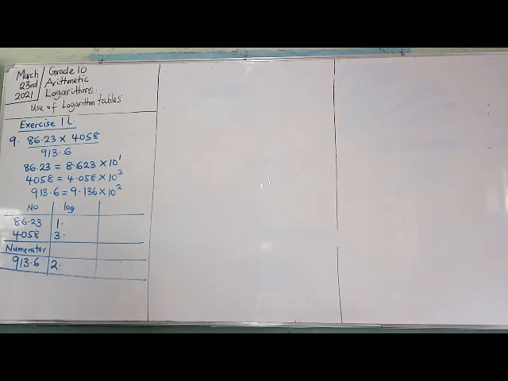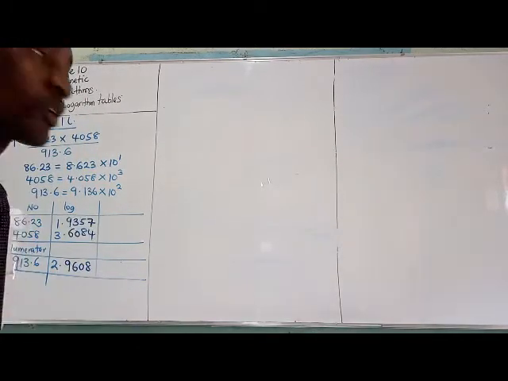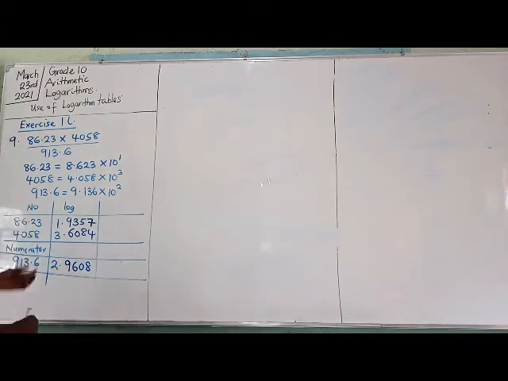2 points. So what do you do? Go to your logarithmic table, check 86 under 2 difference 3. Go to your logarithmic table, check 40 under 5 difference 8. Go to your logarithmic table, check 91 under 3 difference 6. And then put those values respectively here and carry out the necessary addition or subtractions. So what we are successfully doing is to get different values.